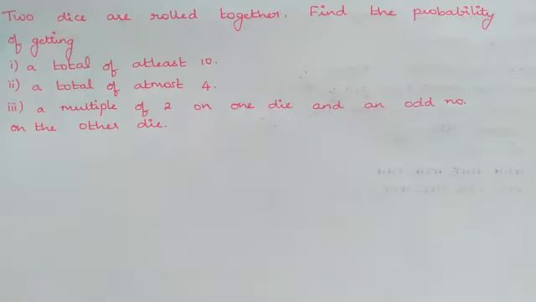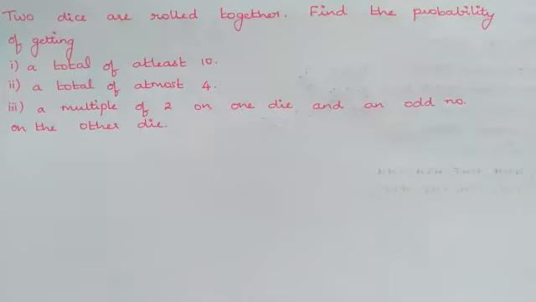Two dice are rolled together. Find the probability of getting a total of at least 10, a total of at most 4, a multiple of 2 on one die and an odd number on the other die. So this is the question. In this question we are going to identify the probability when we roll two dice at a time.